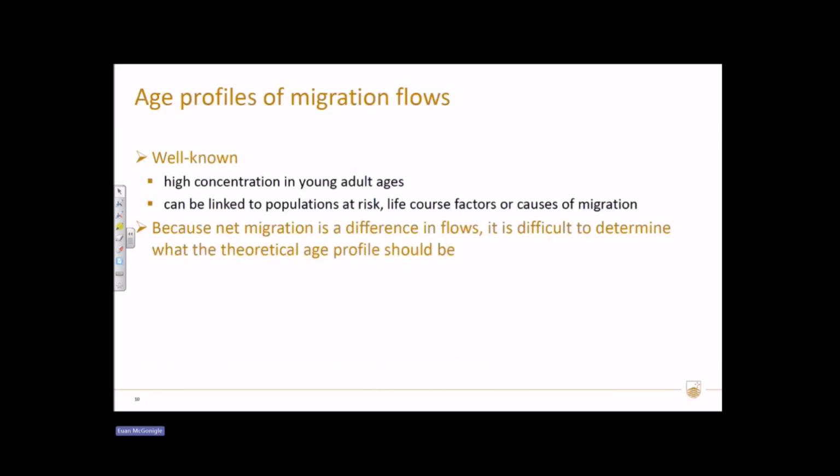Okay, and I was actually surprised. I thought I would find some work on kind of profiles of net migration by age and sex, because it's used in almost every local area or country that has to do population estimates and projections, and a lot of them do rely on net migration, but there wasn't a whole lot of literature on profiles of net migration by age and sex.